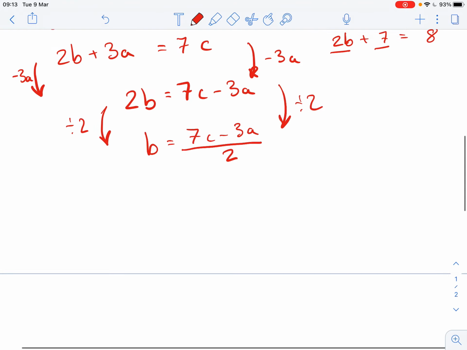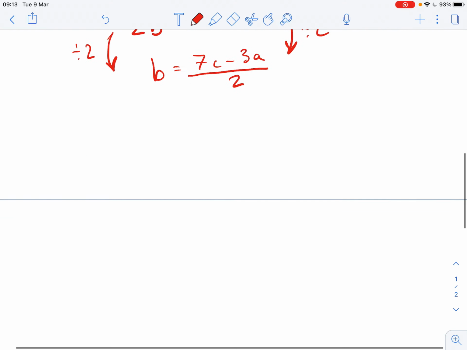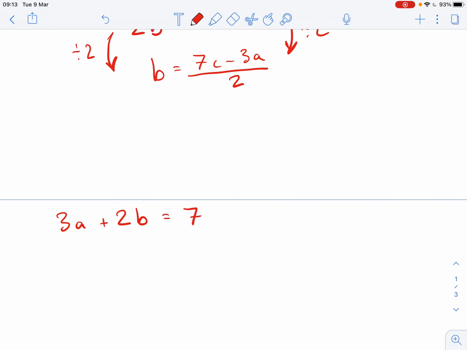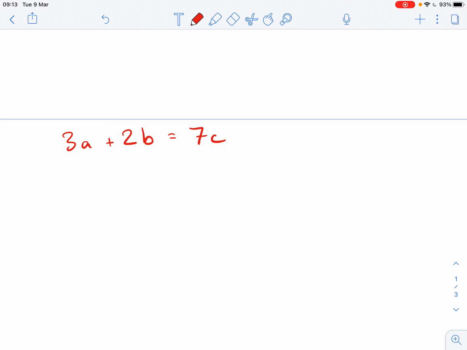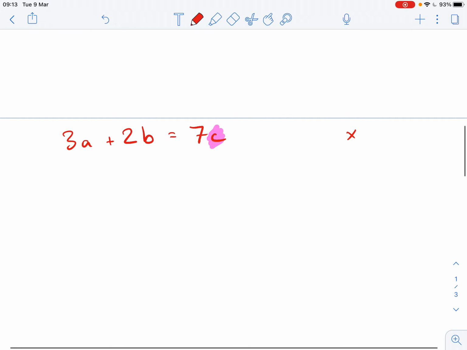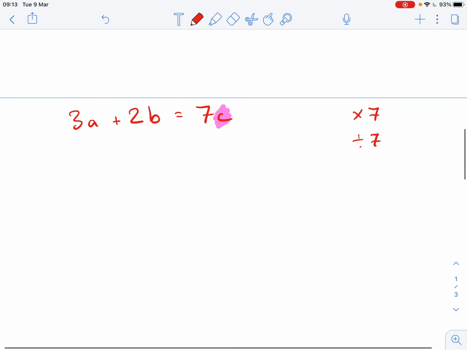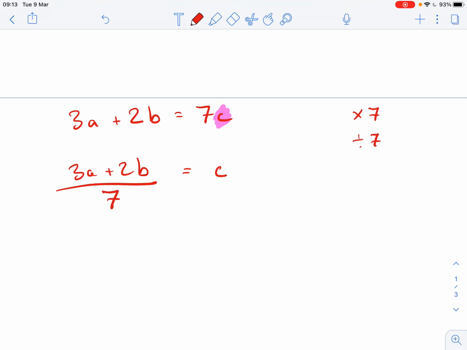Okay. Now, our last one is actually probably the easiest one, so let's start again with 3a plus 2b equals 7c. And I want to make c the subject. The only thing that's on the side with c is that 7, so the only thing that's going on is timesing by 7. There's no second step here, so to undo this I just need to divide by 7. So this would leave us with c equals 3a plus 2b all over 7.